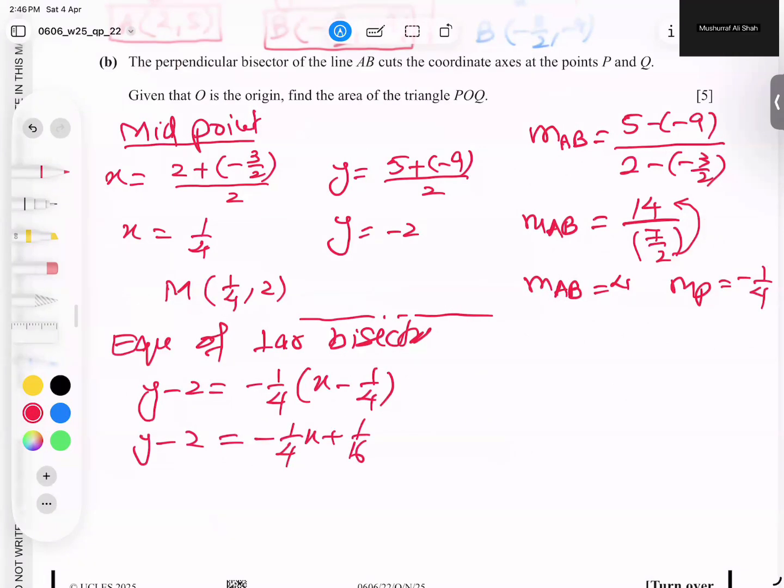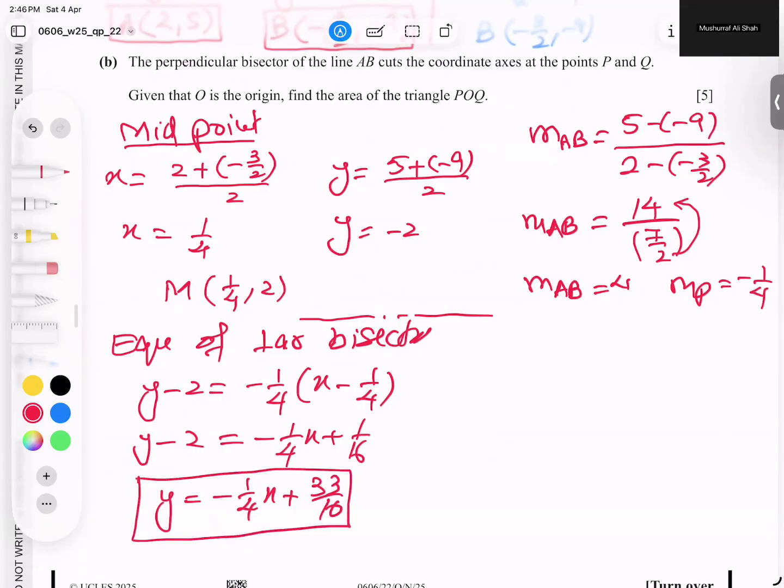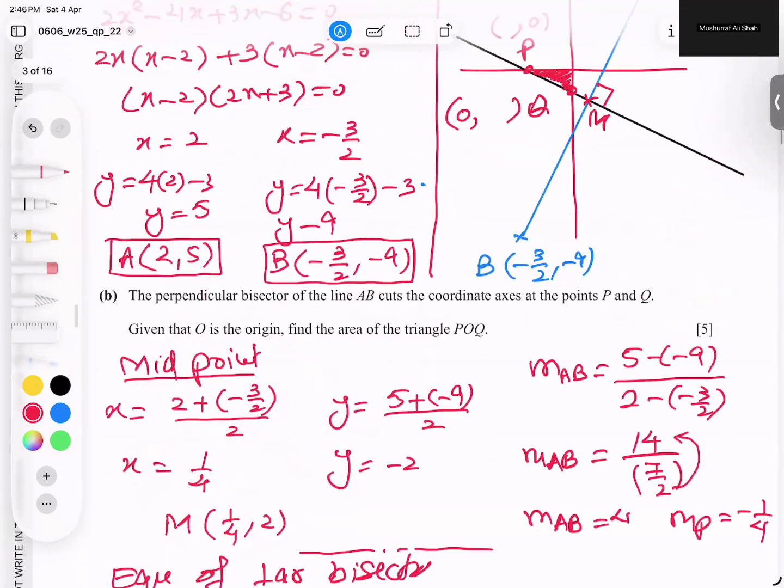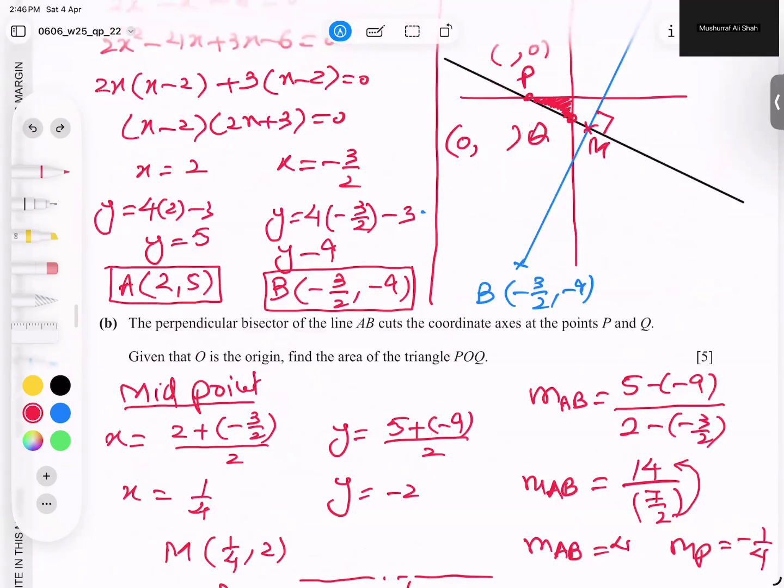Okay, now this 2 goes on the other side. I can say that -1 over 4 x plus, what is this one? 1 over 16 and positive 2. I get 33 over 16. Okay, this is done. And now what is the next plan? To get the P coordinate, I will plug in y0.